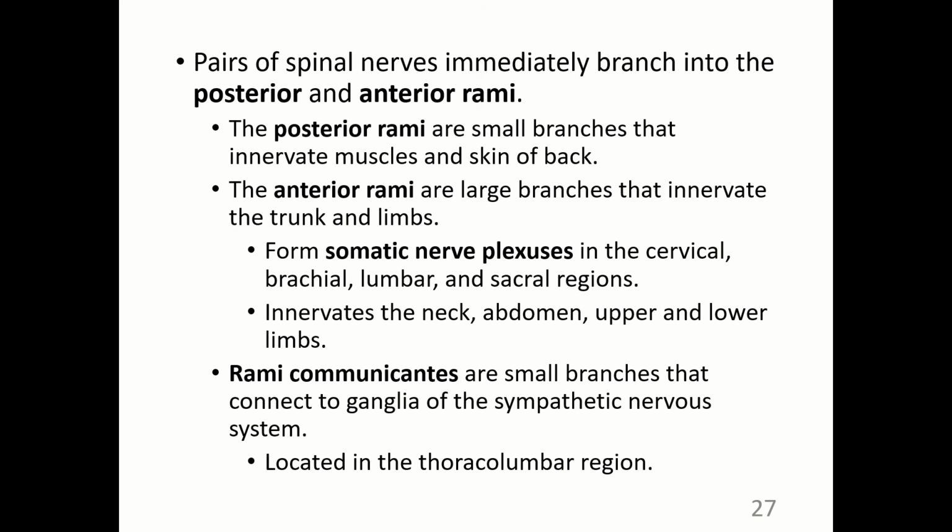The posterior rami are small branches that innervate the muscles and skin of the back. The anterior rami are large branches that innervate the trunk and limbs. The anterior rami will form somatic nerve plexuses in the cervical, brachial, lumbar, and sacral regions of the spinal cord. The somatic nerve plexuses will innervate the neck, abdomen, and upper and lower limbs. A plexus means branching. So these will be areas of nerves that will branch.